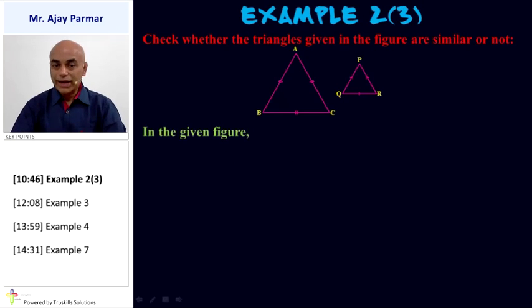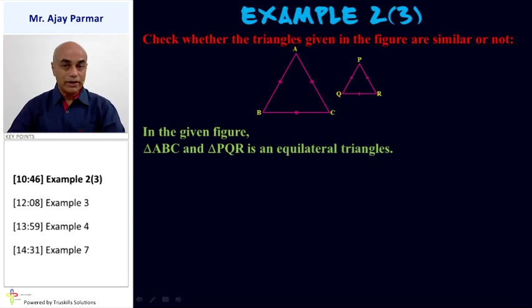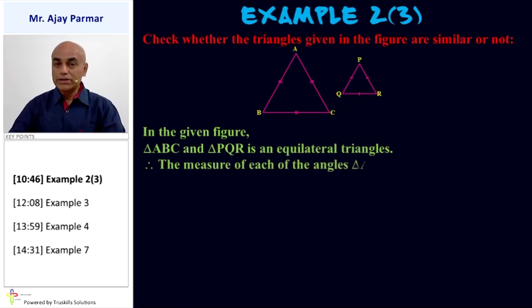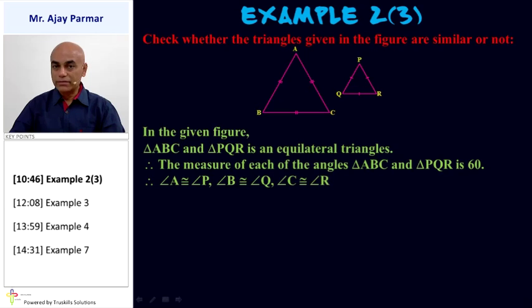Here, we are given that in triangle ABC, all the sides are equal. In triangle PQR, all the sides are congruent. That means both the triangles are equilateral triangles. That means the measure of each of the angles of both triangles, that is triangle ABC and triangle PQR, will be 60, obviously. That means angle A is congruent to angle P, angle B is congruent to angle Q, angle C is congruent to angle R.